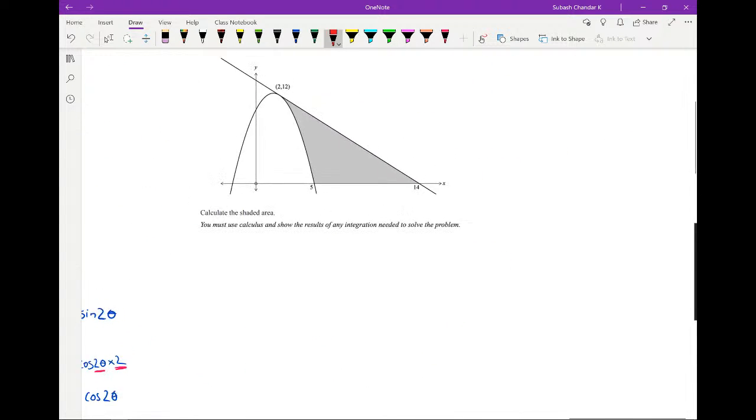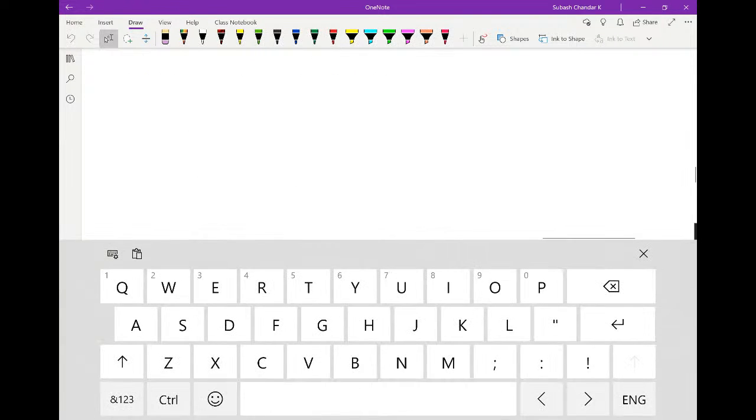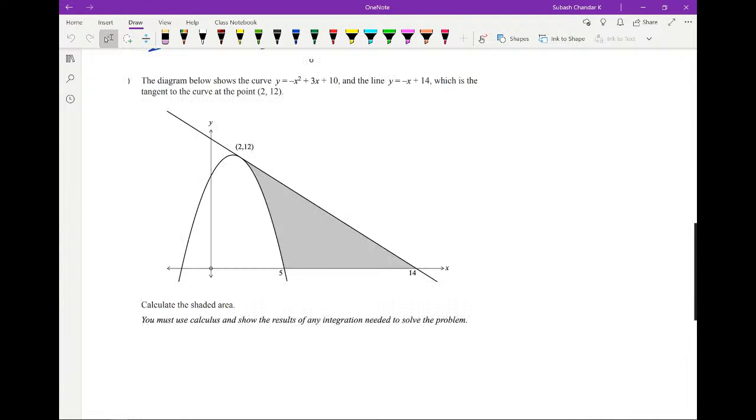Sorry, let's go back to that integration question. Okay, so with the integration question here, you will have to do it in 2 parts. Do you? No. Well, you could actually do it this way. Let me just show you guys. Give me a second. 14.2 as the quadratic.